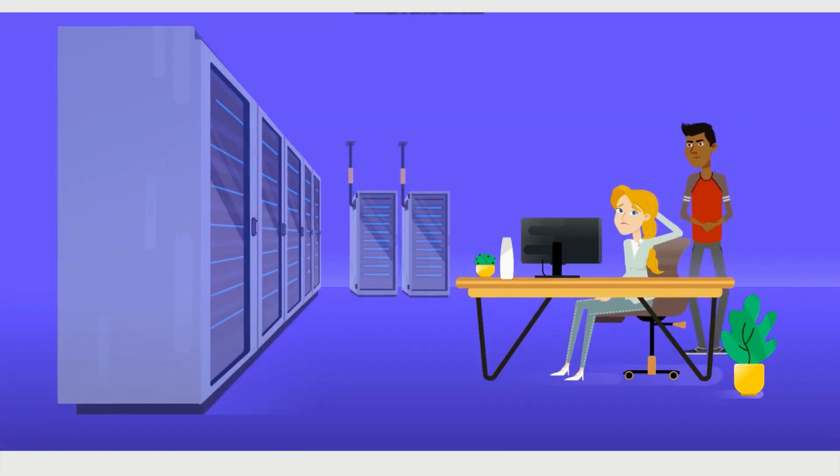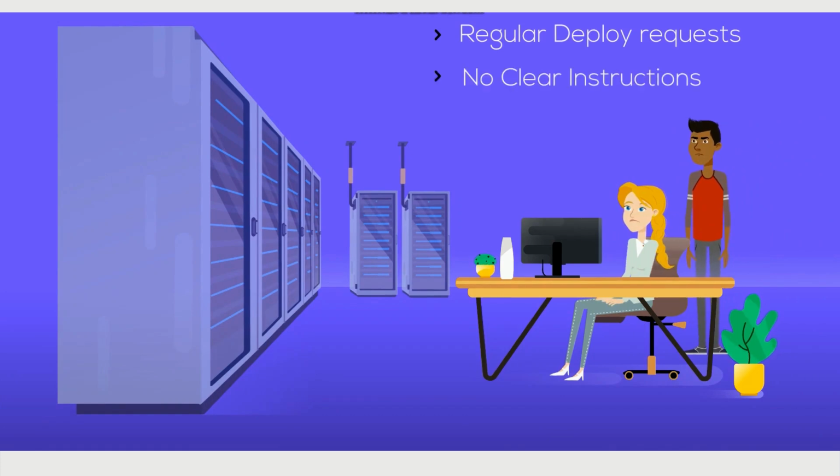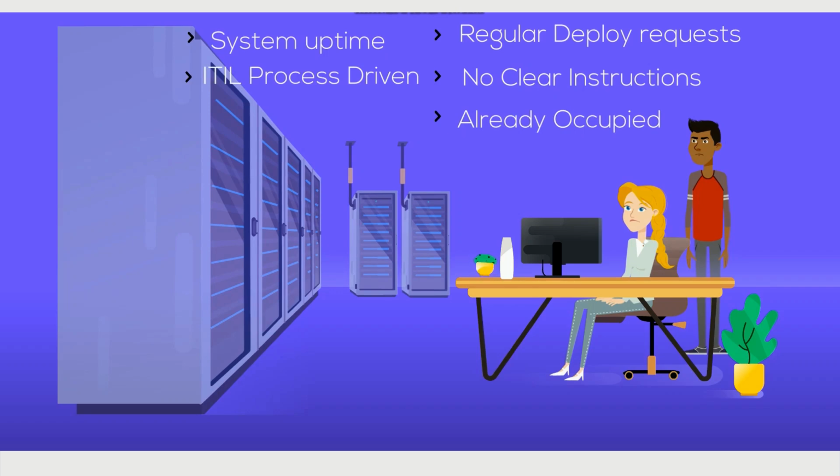Ops team is tired with regular deployment requests. There are no clear instructions, which causes deployment failures. Ops team is also occupied with production support. They need to maintain system uptime all the time.